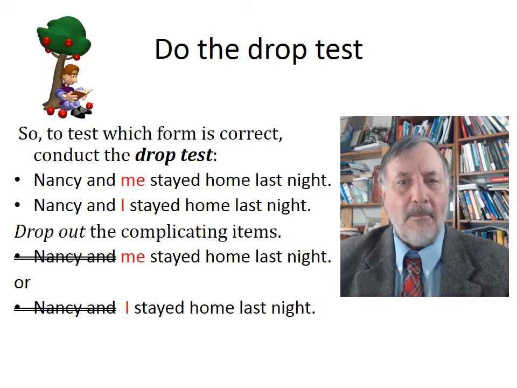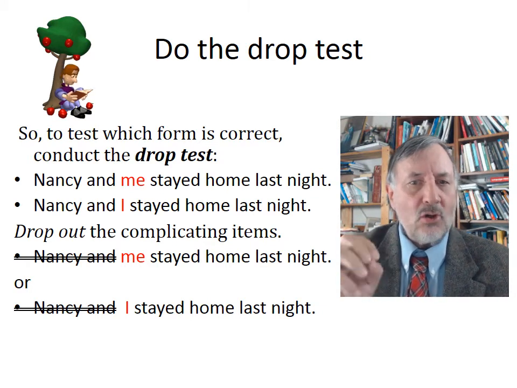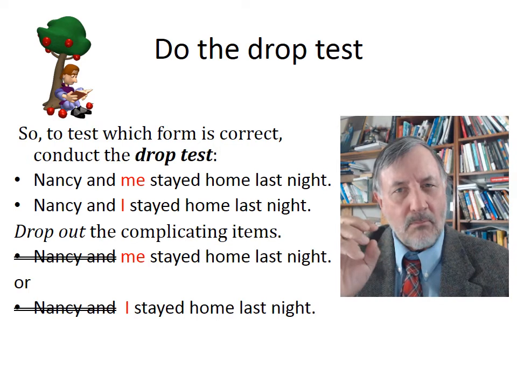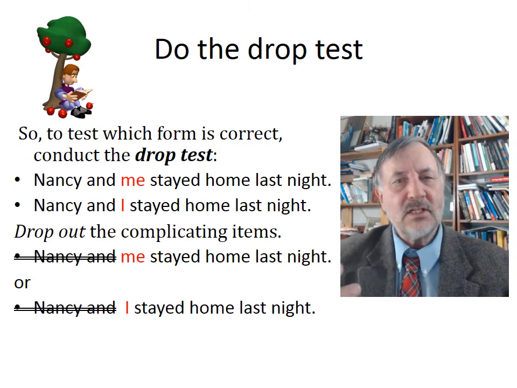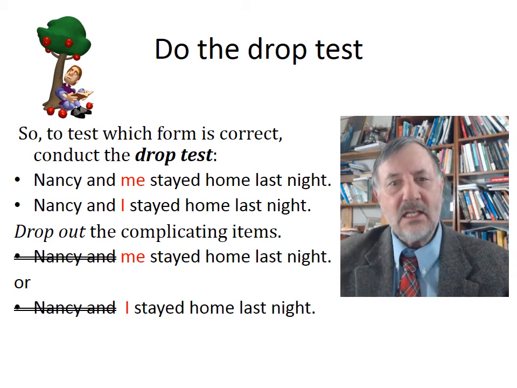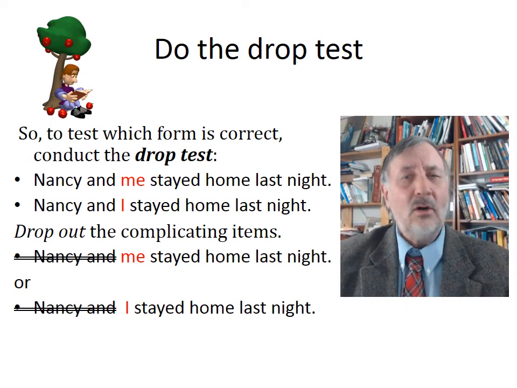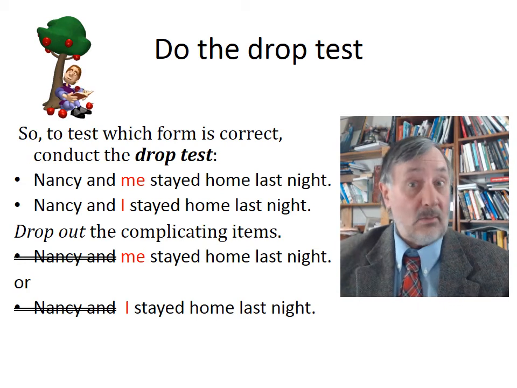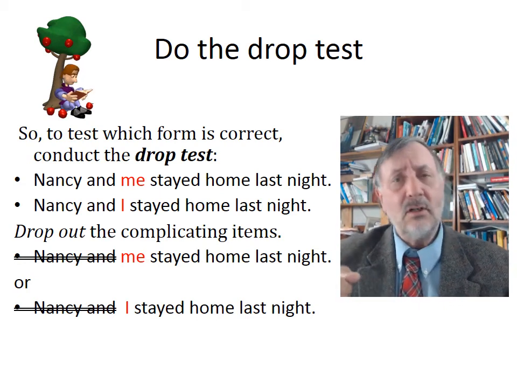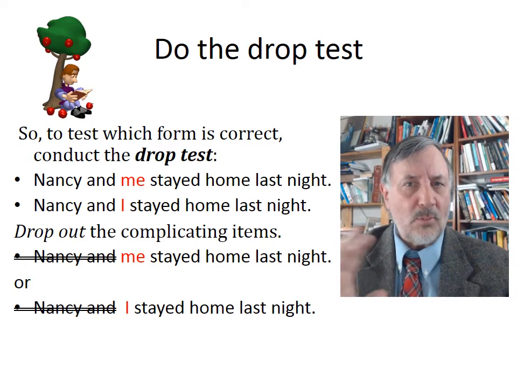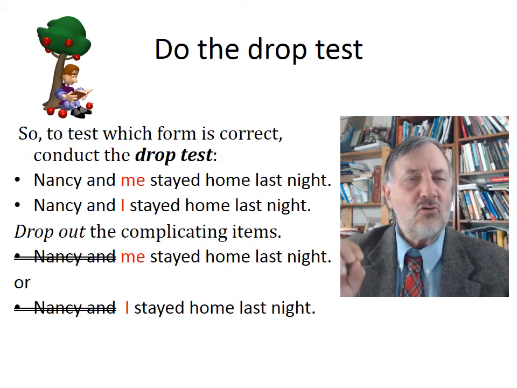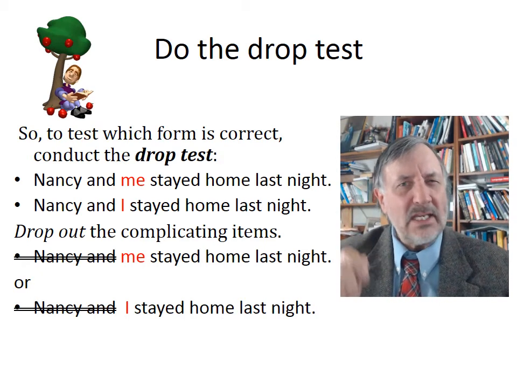To see it, all you have to do is drop out parts of the sentence and isolate the item that you have in question. So, for instance, we have the sentence, "Nancy and me stayed home last night." Is that correct? Or would it be "Nancy and I stayed home last night"? Maybe you know the answer, and if you do, just follow along because the general principle remains the same. What you do is you drop out the complicating items. We don't have any issue with Nancy, right?